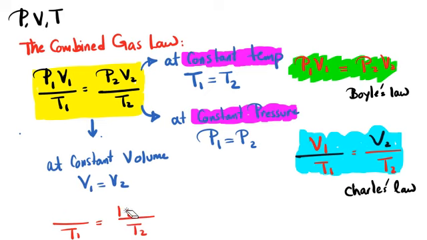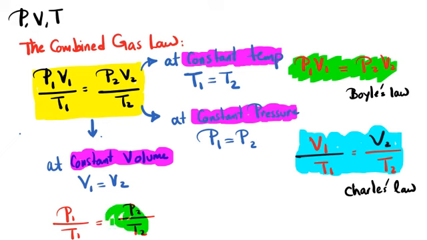Let me rewrite that one to have a better form of writing. P1 over T1 equals P2 over T2. So at constant volume, we are going to have this form of equation. This form of equation leads us to a new gas law, a relationship between pressure and temperature only. We call that one Gay-Lussac's law.